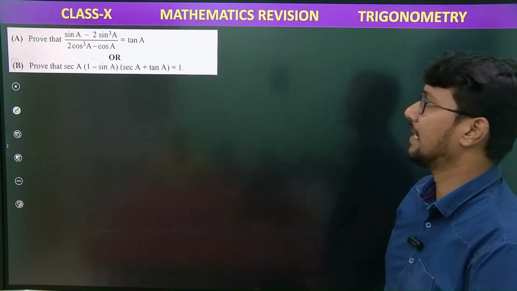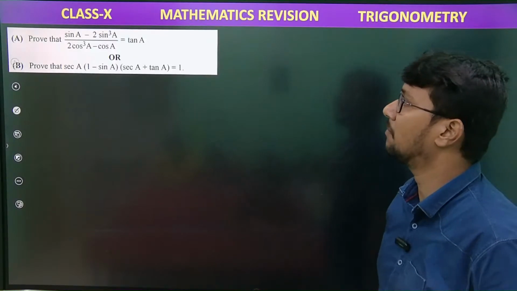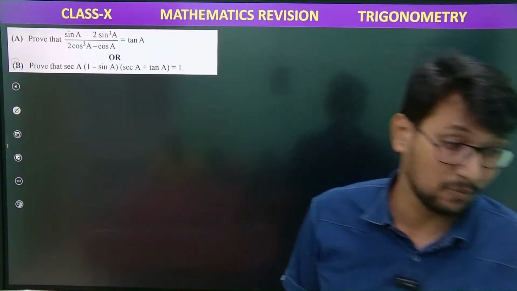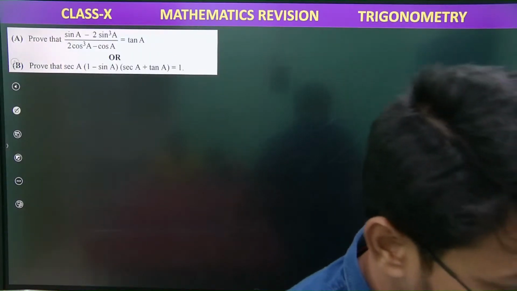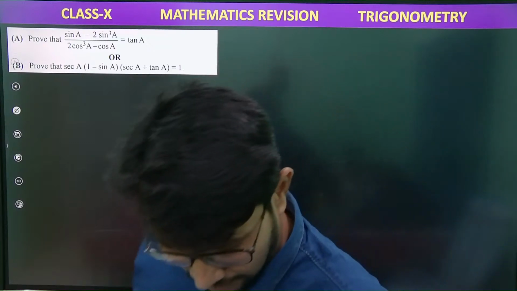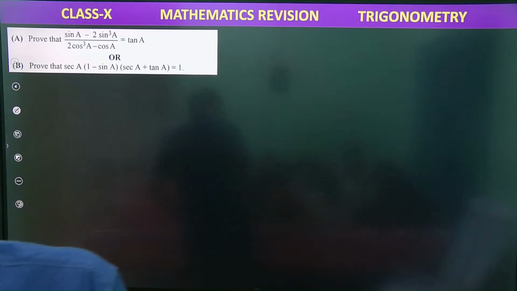Prove that (sine A minus 2 sine cube A) divided by (2 cos cube A minus cos A) equals tan A. Who can? Take the LHS. How can you solve?